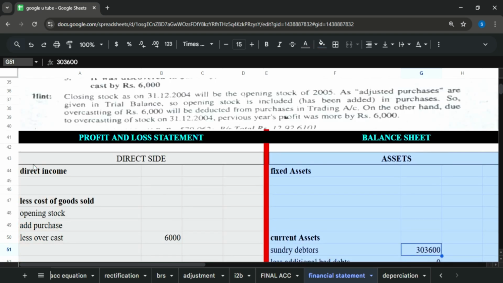Once again I'm telling you what had happened, and I have just seen, look, this statement is also present over here. Closing stock of 31st December will be the opening stock. Adjusted purchases given in reference, so opening stock is included in purchase. So overcasting 6,000 will be deducted from purchases. Look, we have deducted from purchases. On the other hand, due to overcasting of stock, previous year profit was more by 6,000.